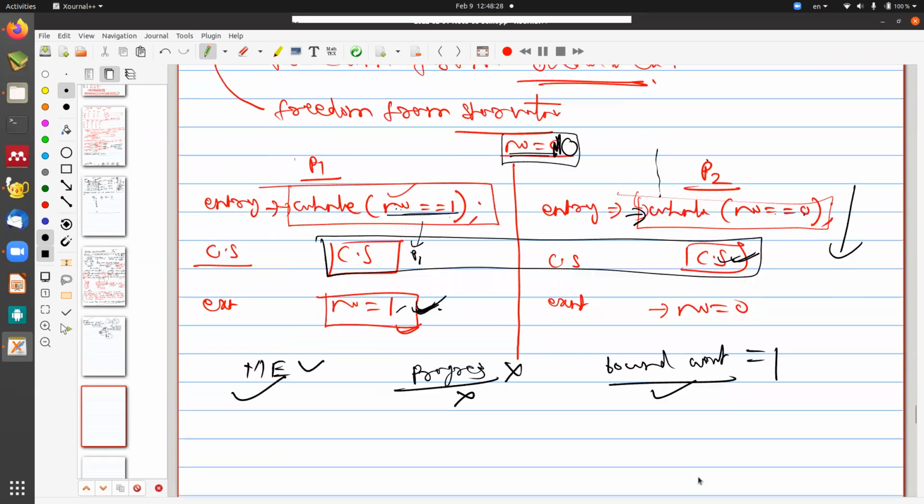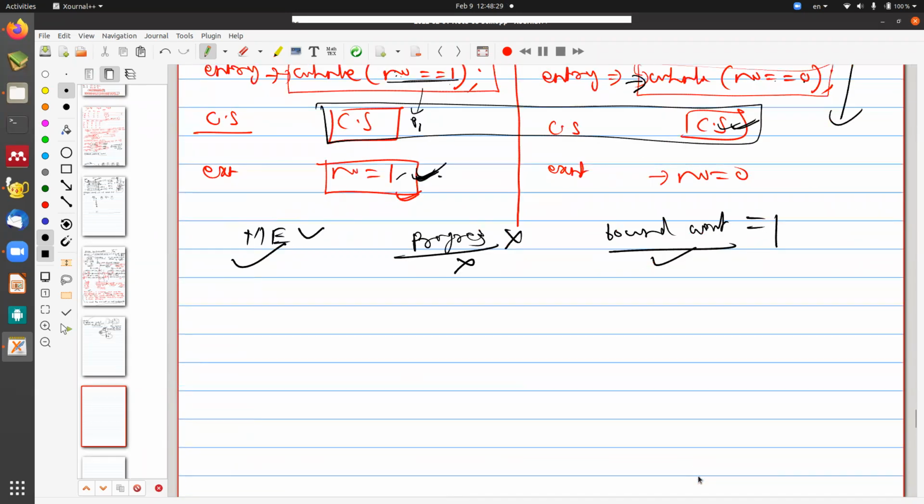So this is it. What is your one small search? You search for a code on the net, or think of one, which will satisfy mutual exclusion, which will satisfy progress, but not satisfy bounded wait.